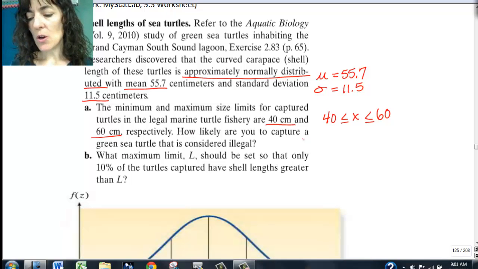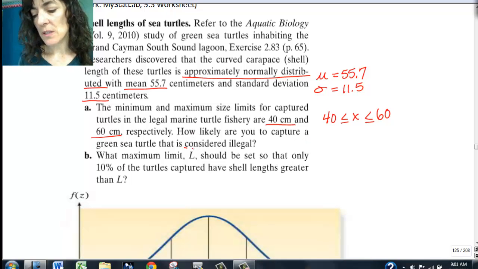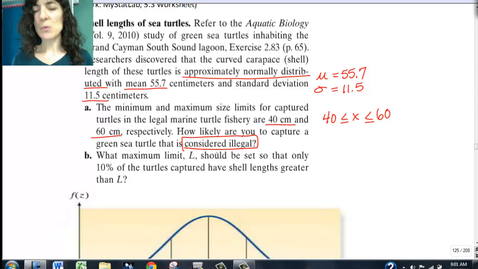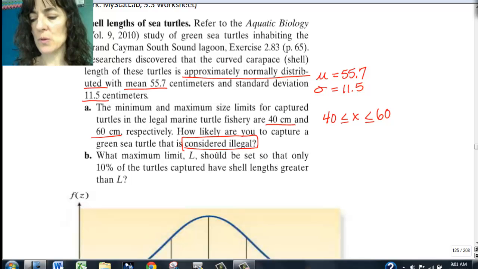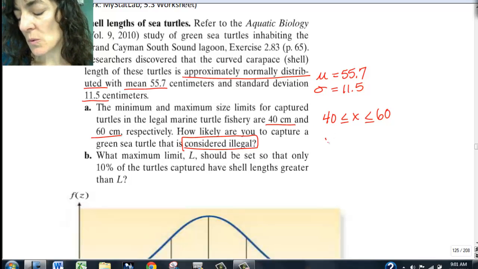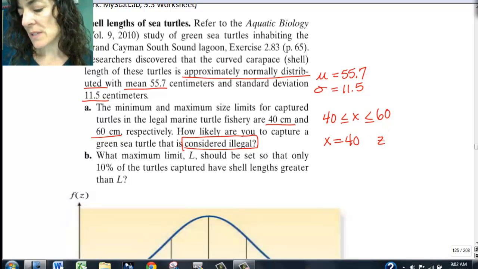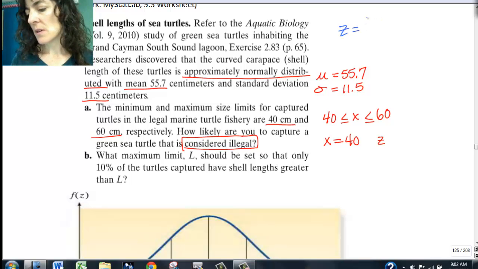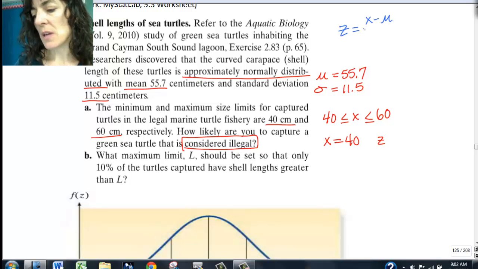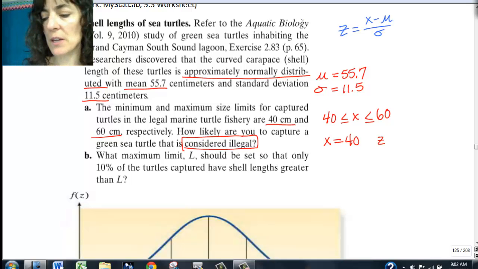So how likely are you to capture a green sea turtle that's considered illegal? So if we're looking at illegal turtles, we're going to have to find the region where they're legal sized and then look at the two outside ends and see where those are. So first thing we want to do is look at if x equals 40, what is my z going to be? And remember our z formula, z equals x minus the mean over the standard deviation.